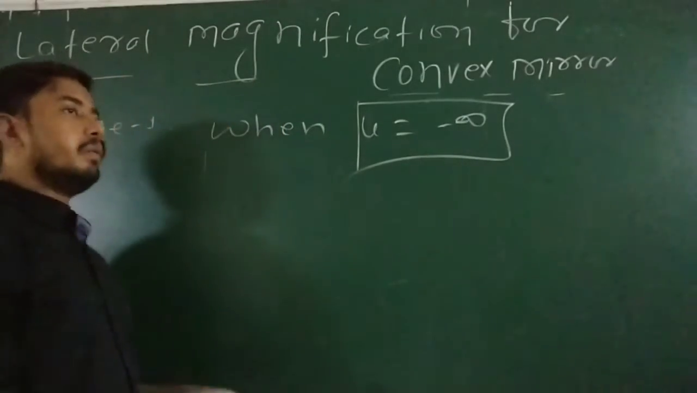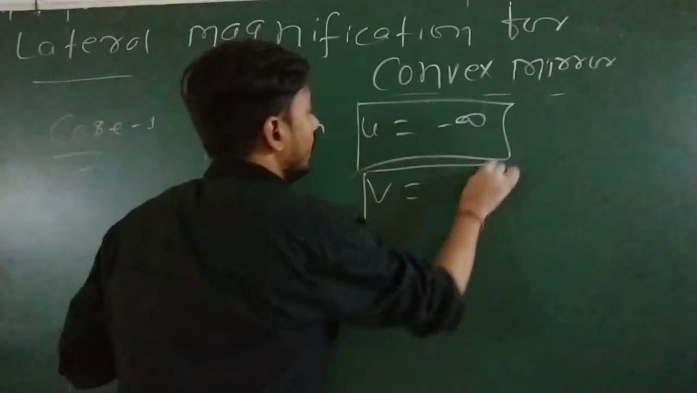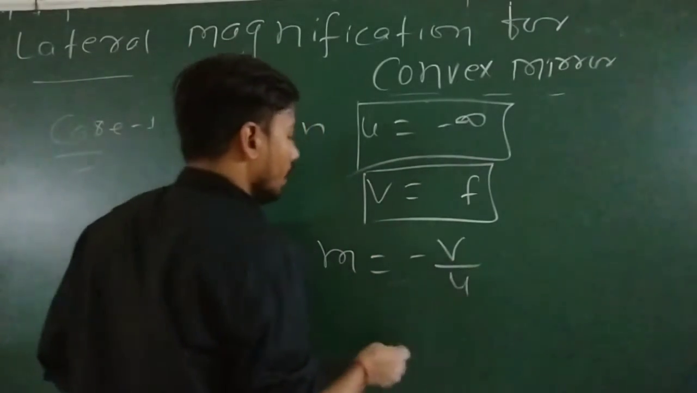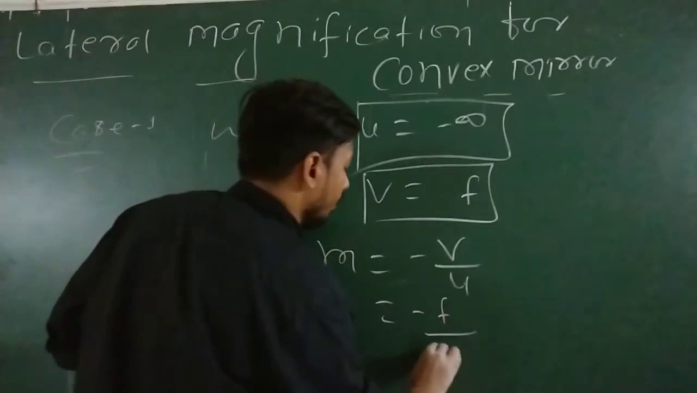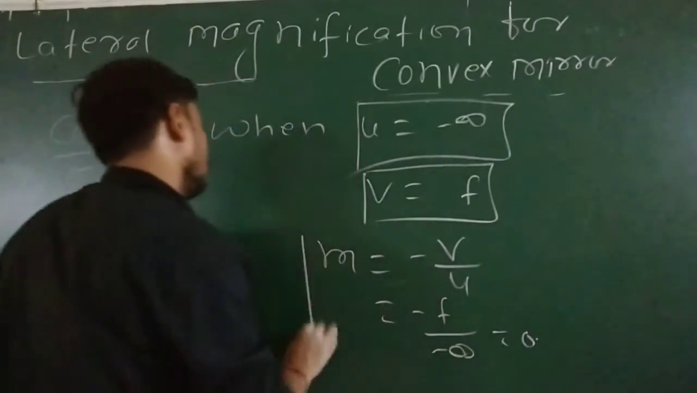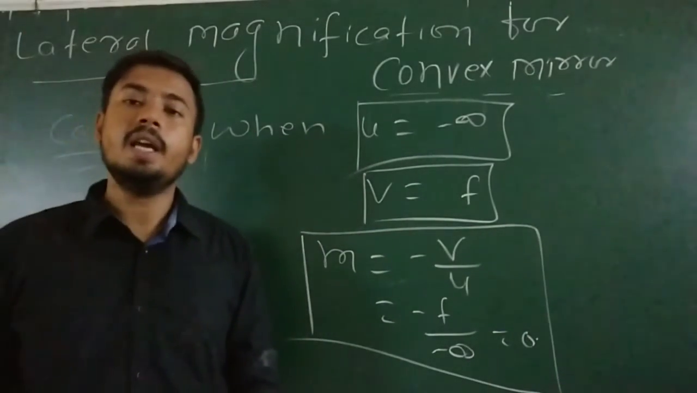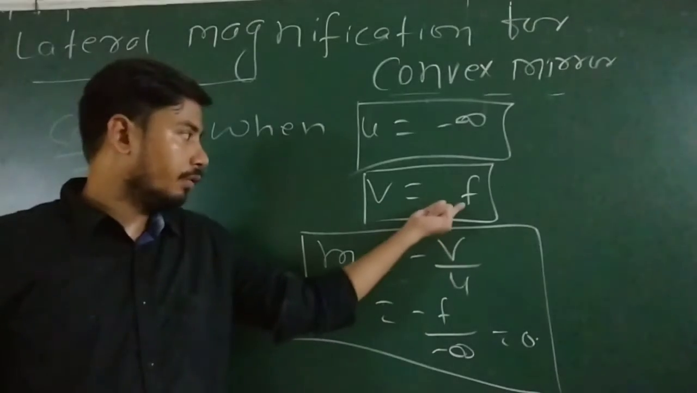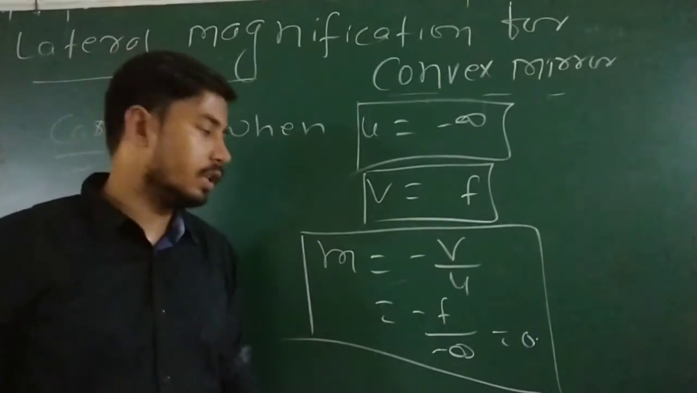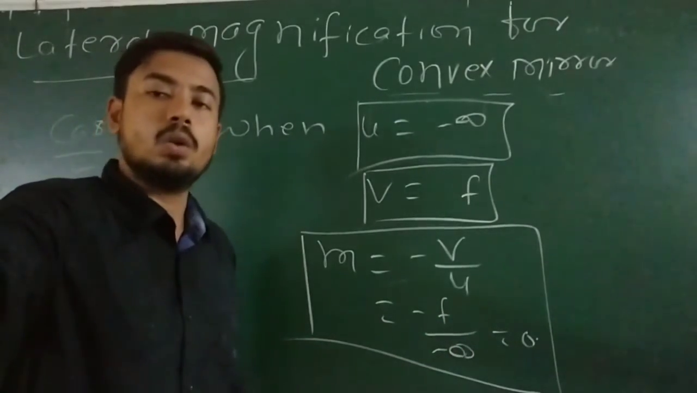See, when u is equal to minus infinity, where is the image formed? We got it here. Image is v is equal to f. Now use magnification, minus v by u. So this becomes minus f by minus infinity. So basically it is coming 0. So go and see, I said when the object is at infinity, the image will form at the focus, right? And highly diminished, point size, because its magnification is coming 0. So the height of the image will also be 0.